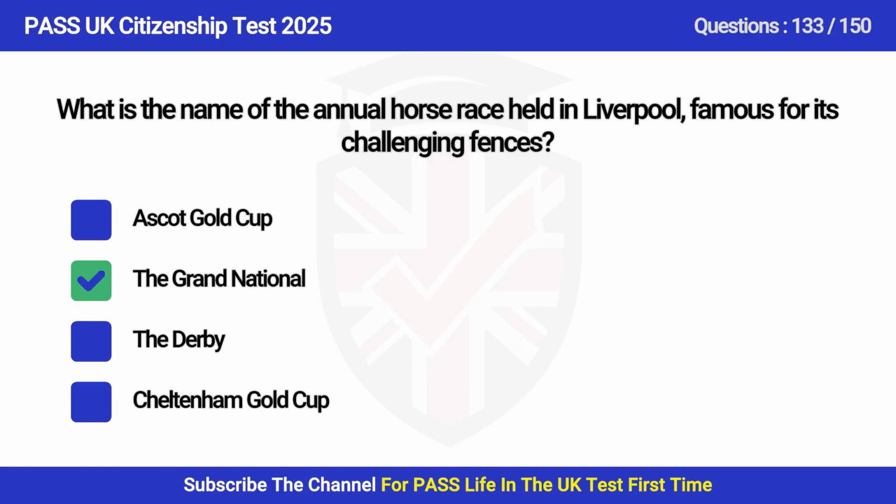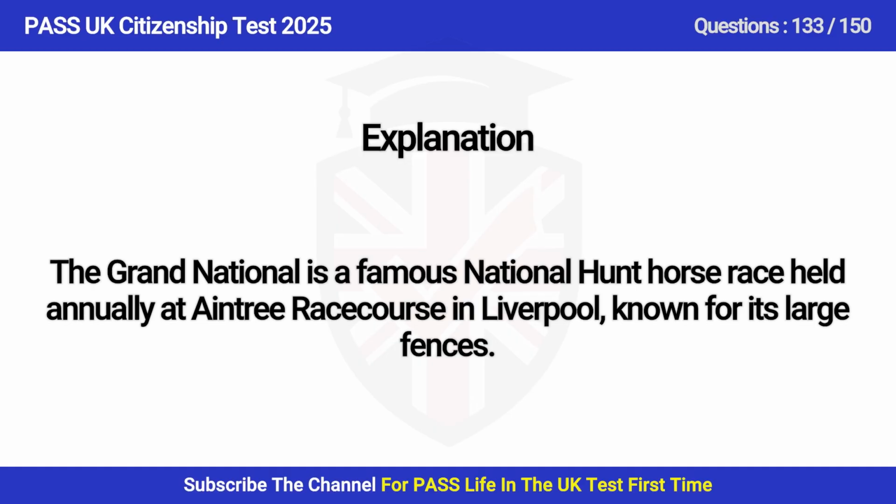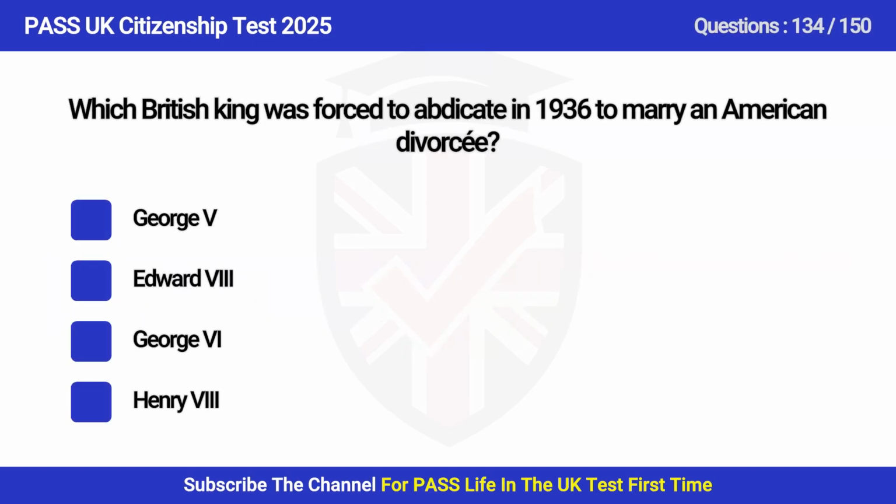Answer is B. the Grand National. The Grand National is a famous national hunt horse race held annually at Aintree Racecourse in Liverpool, known for its large fences. Question 134. Which British king was forced to abdicate in 1936 to marry an American?